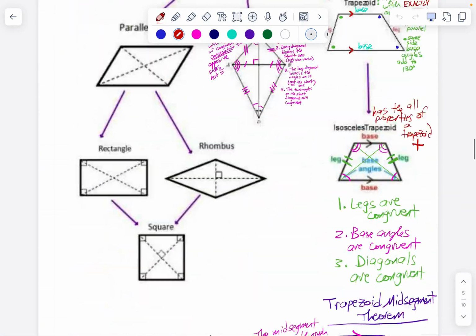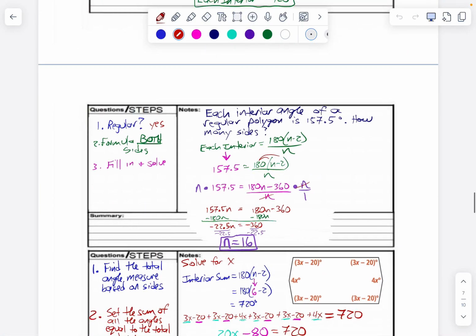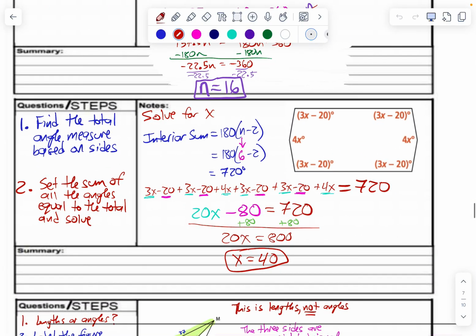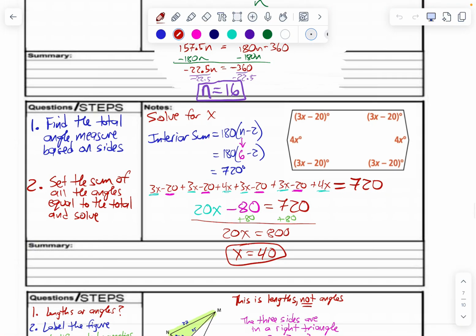We saw problems that involved more algebra, like these kind. And in that case, we just found the total. So this was a hexagon. So we plugged in 6, found the total should be 720, and then just added all those angles up to find x. So that was a different version of what we studied.